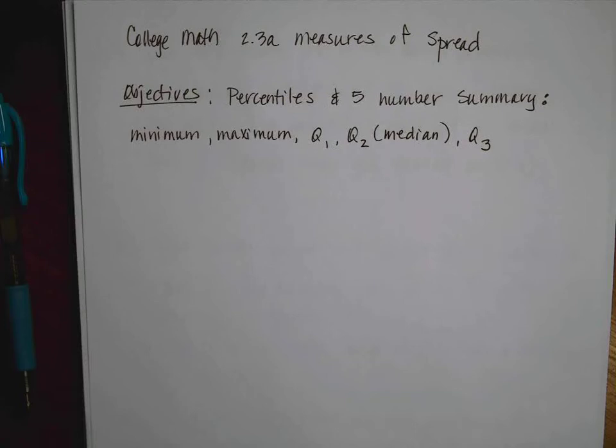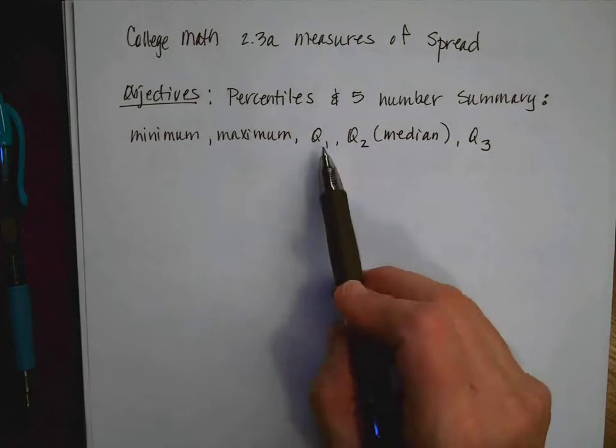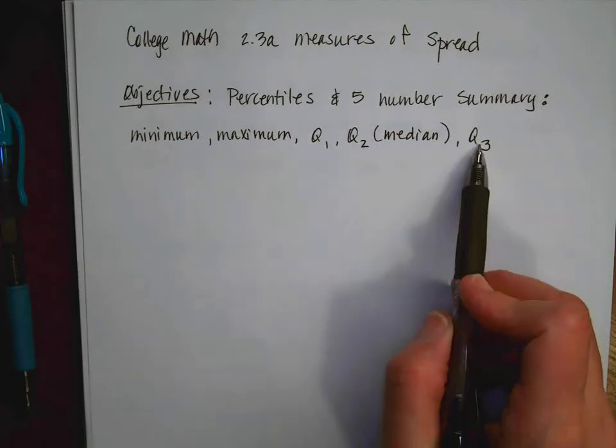So our objectives are that we're going to be looking at percentiles in a 5-number summary, which is the min, the max, Q1, Q2, and Q3. We'll talk about those in just a moment.